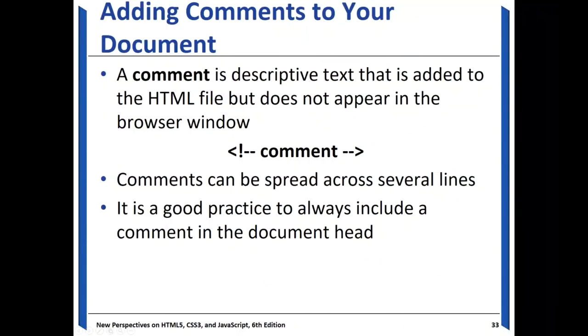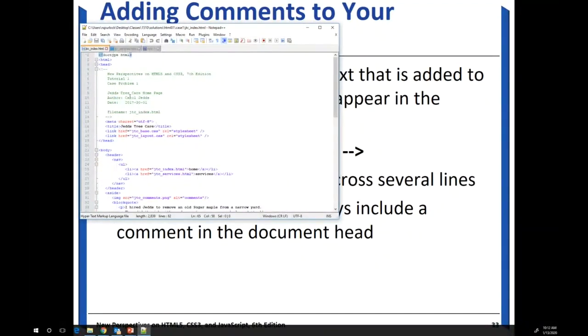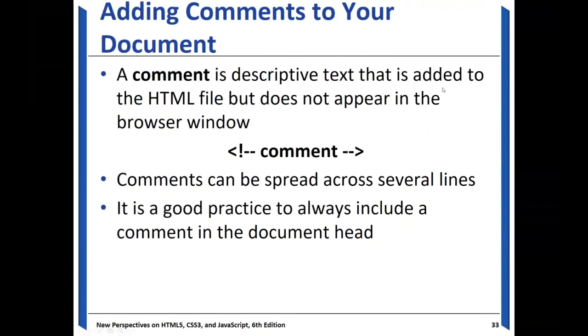So I'm going to pull back up my Notepad++ and give you an example of this. That's a good example, like it says, to include this in the heading. All right, so we see here the example of a comment. This is stuff that's not going to be shown in the browser. This one says, hey, this is the Jed's Tree Care homepage. It's got the author's name and then the last date it was updated. You put that in so that you can always make sure that you're working with the latest update, or see how far back you need to go.